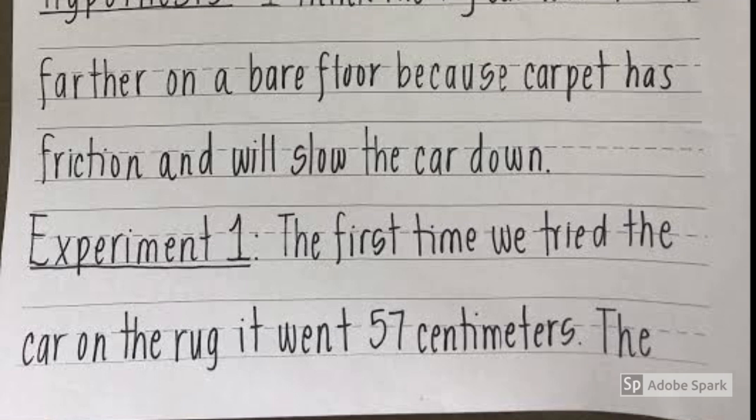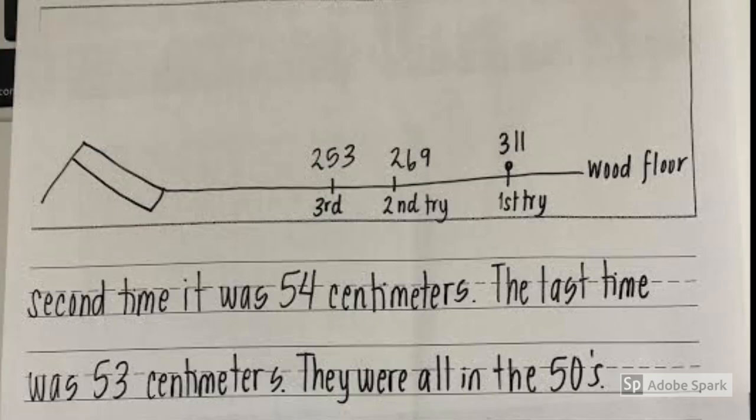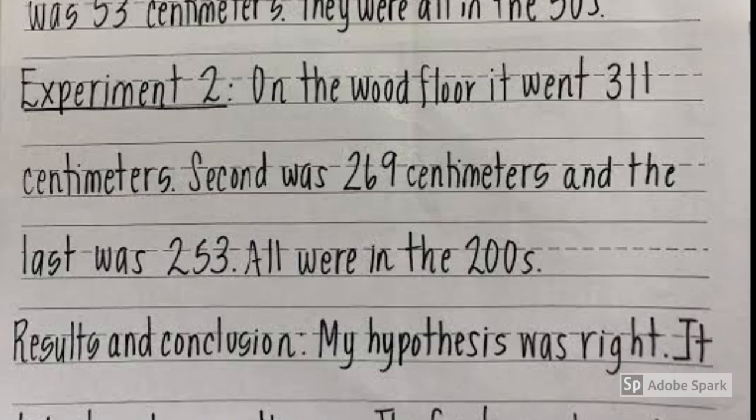The first time we tried the car on the rug, it went 57 centimeters. The second time it was 54 centimeters, and the last time was 53 centimeters. They were all in the 50s. For experiment two, on the wood floor, it went 311 centimeters. Second was 269 centimeters, and the last was 253 centimeters. All were in the 200s.